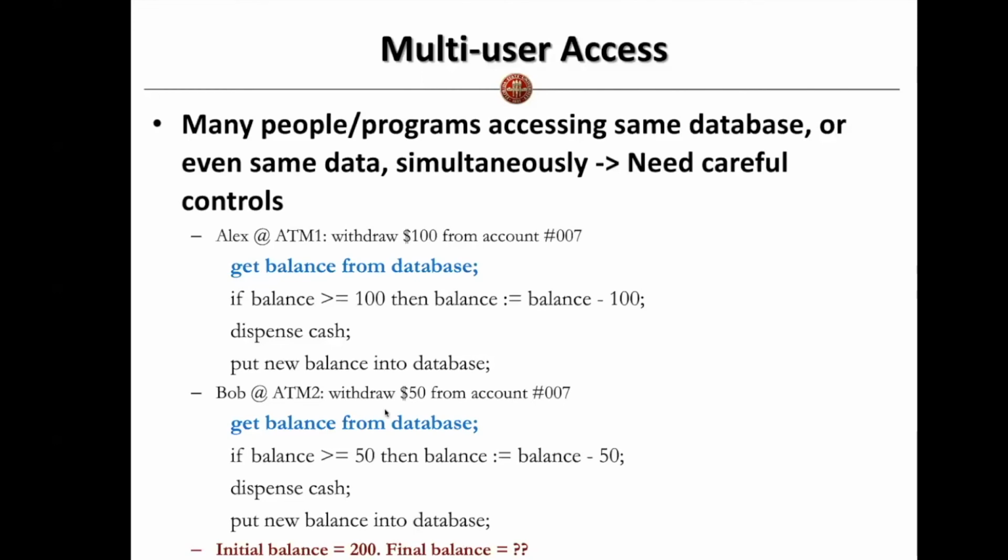At the same time, Bob on another ATM machine also withdraws $50 from the same account 007. The execution process is very similar. Get the balance from the database system. If the balance is larger than $50, then we reduce the balance by $50, dispense the cash, and put a new balance into the database system.